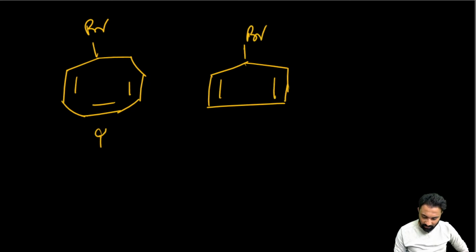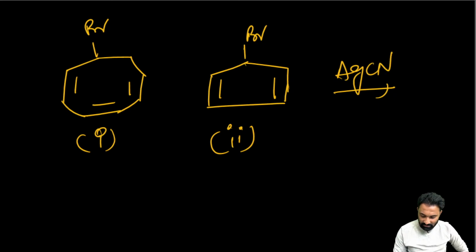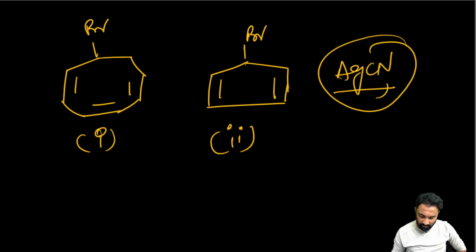Among the 1 and 2, which one will react with the AgCN very fast?